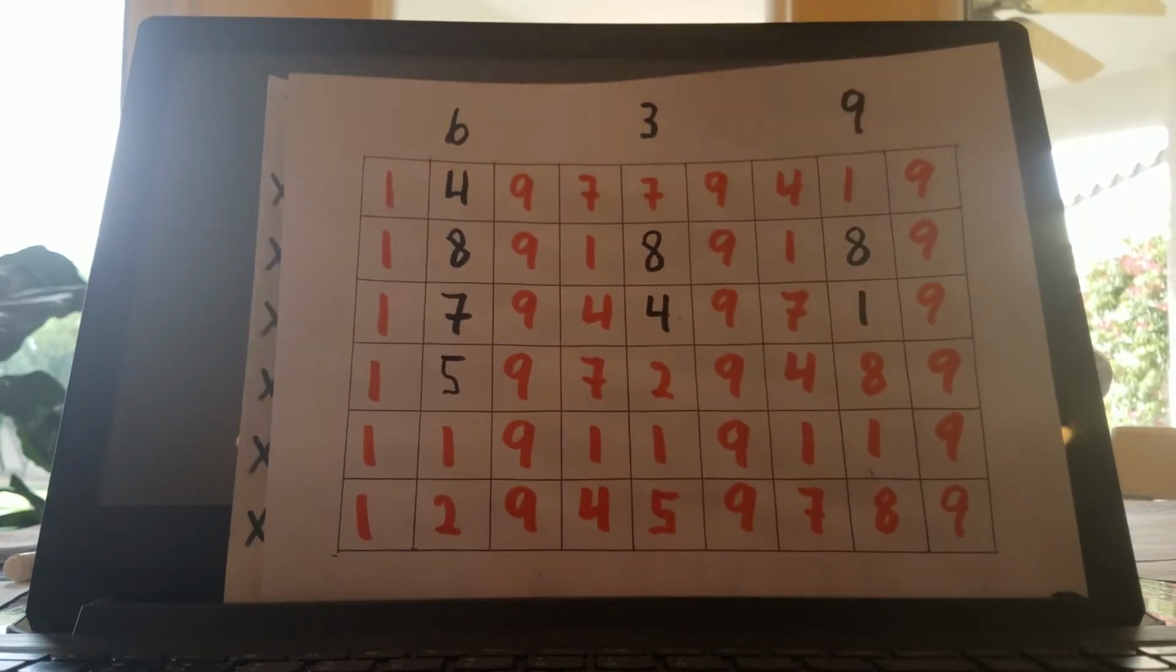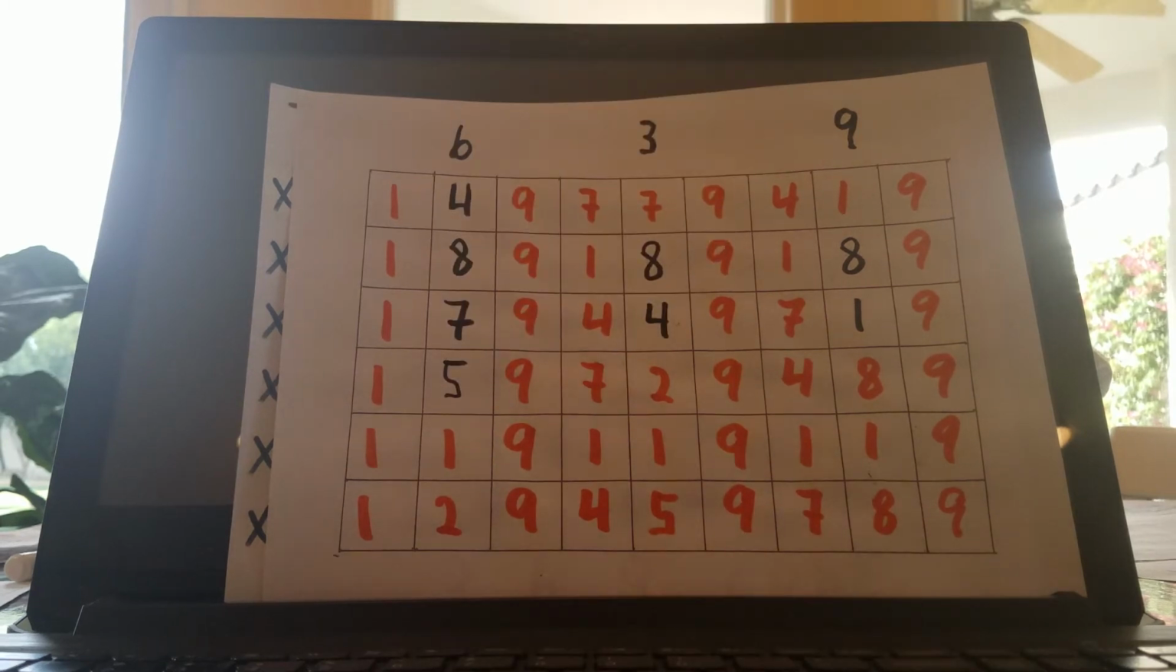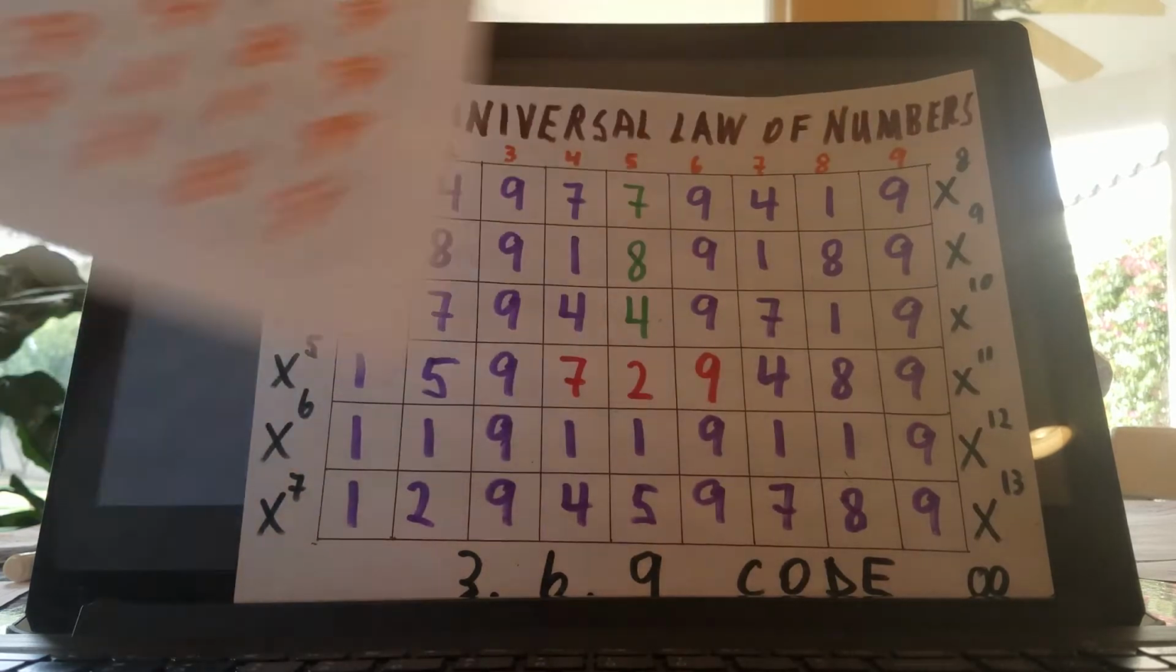If we want to do it like this, 4 and 8 is 12, and 7 is 19, and 5 is 24. That's a 6. 8 and 4 is a 3, and 8 and 1 is a 9. 6, 3, 9.